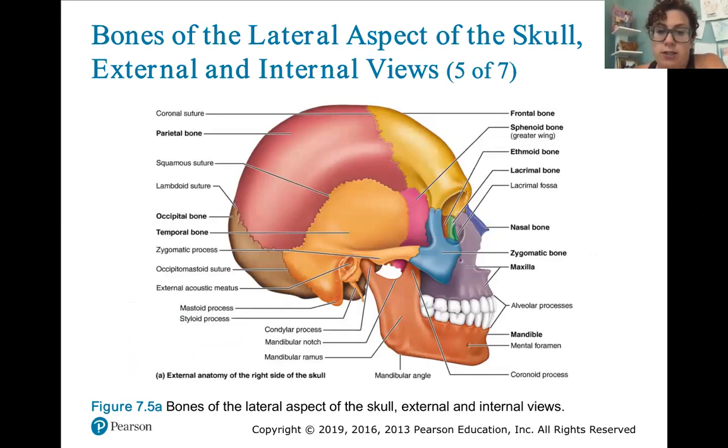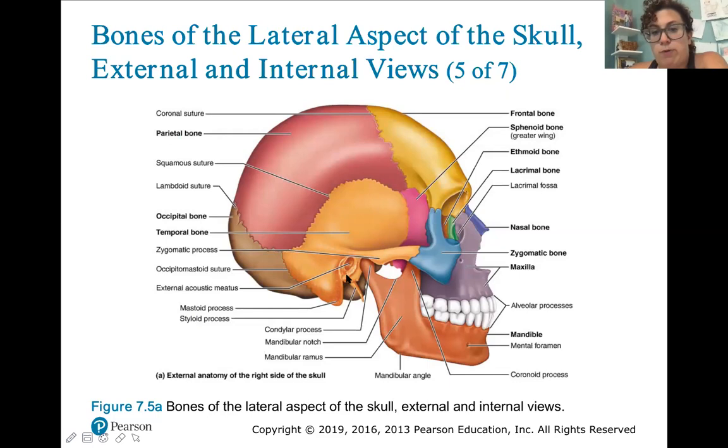Other areas of the jaw that you are responsible for knowing is this little area right here called the styloid process. It actually acts as a place for muscle attachment. So it's not just there hanging out and doing nothing. We got the condylar process. Remember, a condyle is something that attaches a joint to another one.